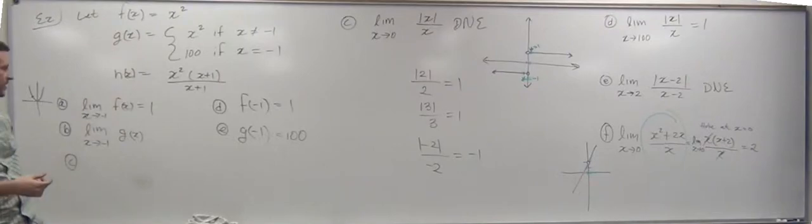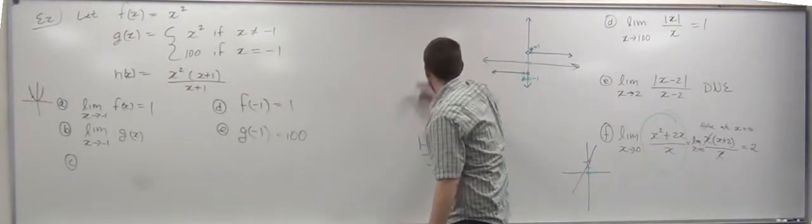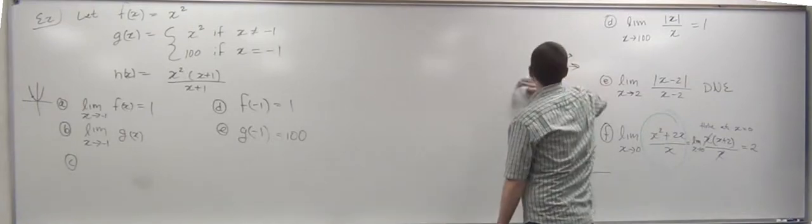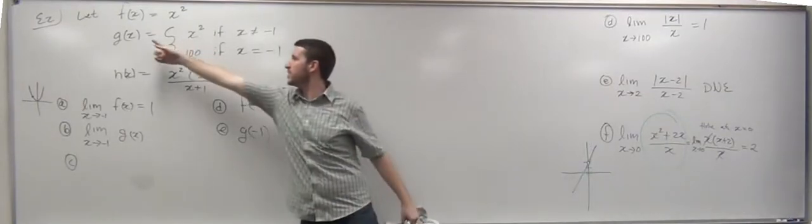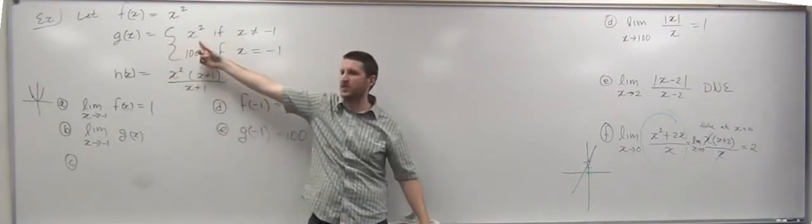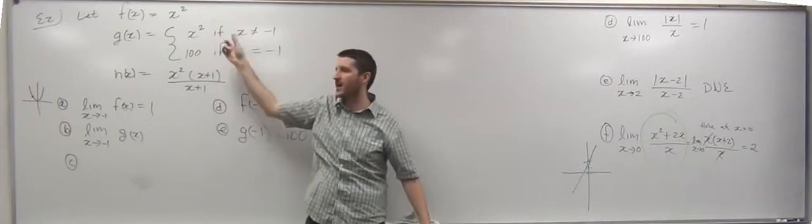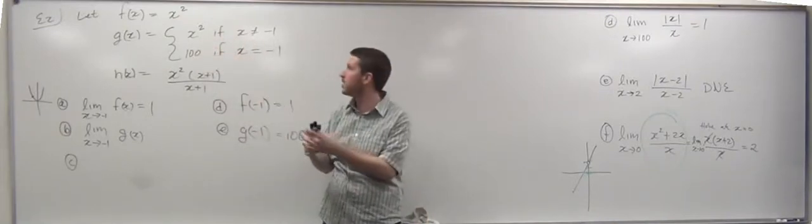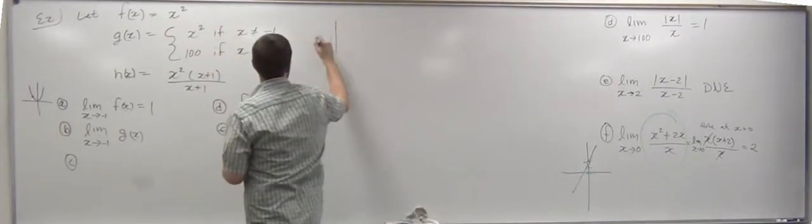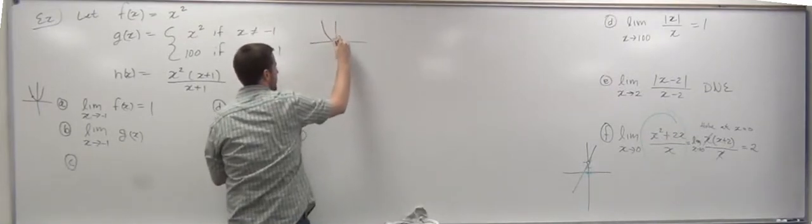What's the graph of g of x look like? A parabola with a hole and a point. Yeah, because g of x is usually x squared. For almost all x values, right? For every x value that's not -1, g of x looks like x squared. So for g of x, you're going to look like x squared, except at -1.